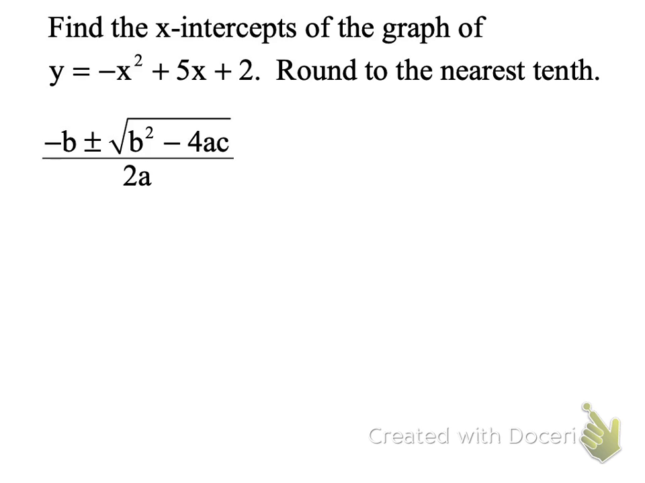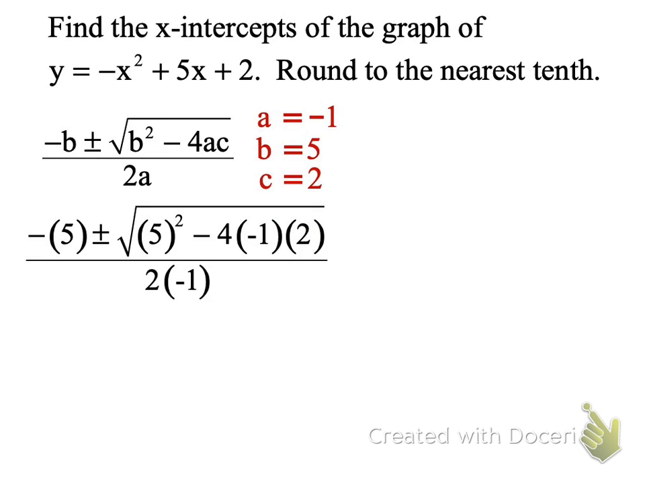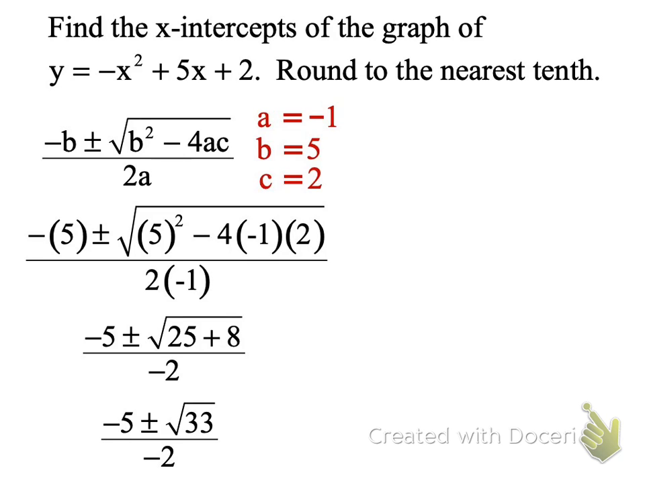Let's check our work. How'd you do, Nicole? Okay. So our A is -1, our B is 5, and our C is 2. We're going to substitute in. We should have -5 plus or minus the square root of 25. Notice there's two negatives, so it makes it plus 8 all over -2. So that becomes -5 plus or minus, is that 33? The square root of 33 all over -2. Now, 33 can't be simplified anymore.